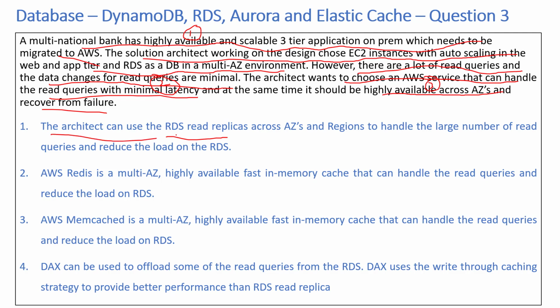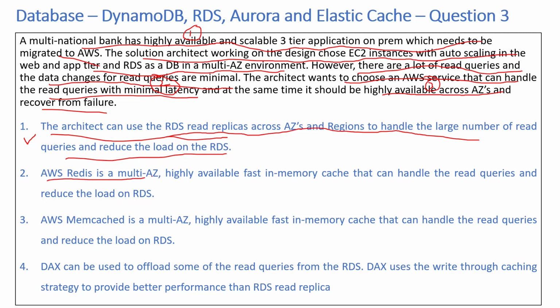The first one is the architect can use RDS read replica across AZs and regions to handle a large number of read queries and reduce the load on RDS. Yeah, that's definitely a possibility. You can use RDS read replicas across AZs and regions to handle the read queries. So this seems to be a good solution, but let's look if there are any better solutions than this.